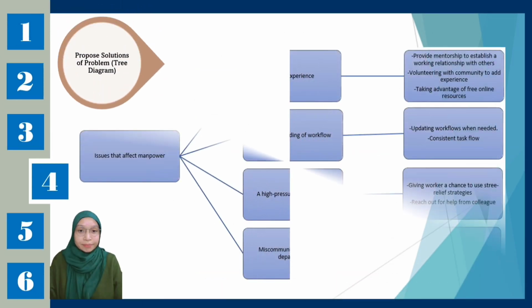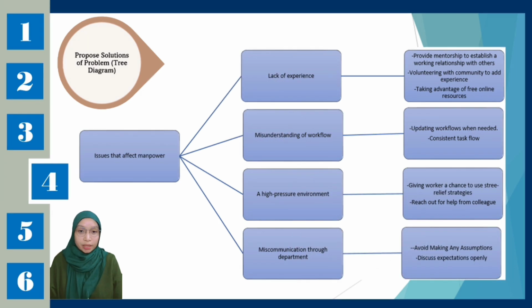In this diagram, there are four issues that affect manpower. These four issues are taken from the relationship diagram, namely lack of experience, misunderstanding of workflow, a high pressure environment, and miscommunication through departments. And I will explain in summary each of the ways to overcome these issues.